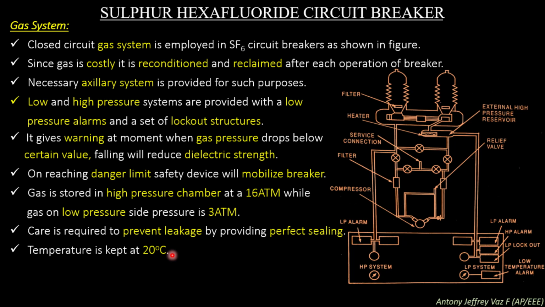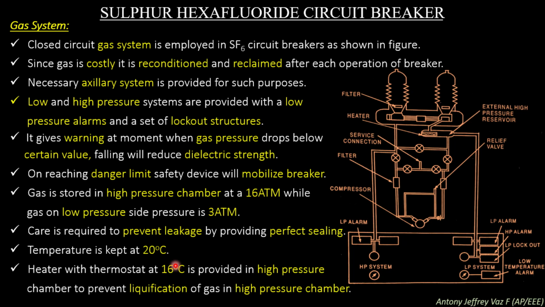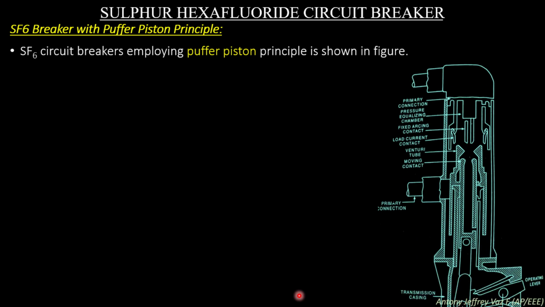Temperature is kept at 20 degrees centigrade. A heater with a thermostat at 16 degrees centigrade is provided in the high pressure chamber to prevent liquefaction of the gas. The thermostat control maintains the temperature at 16 degrees centigrade, and this is very much required to prevent liquefaction of the gas in the high pressure chamber.